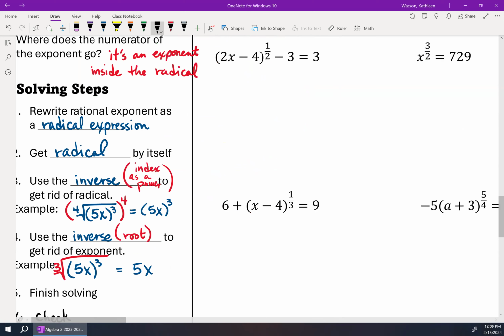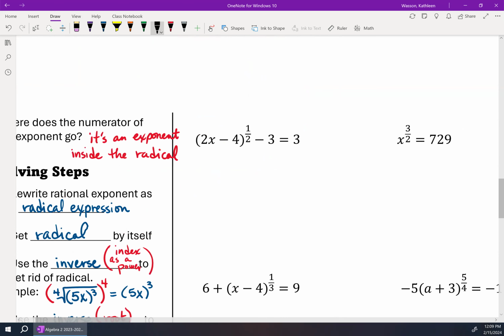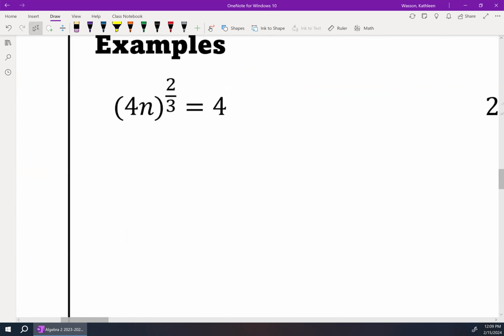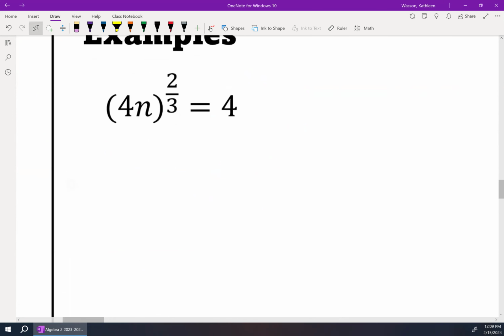Here I have some examples. Where's the top? Here. (4n) to the 2/3 power. First, I would write this as a radical. I start with parentheses, so I'm keeping the parentheses. I write this as a radical with 4n inside. This exponent stays an exponent, but now it's inside the radical.